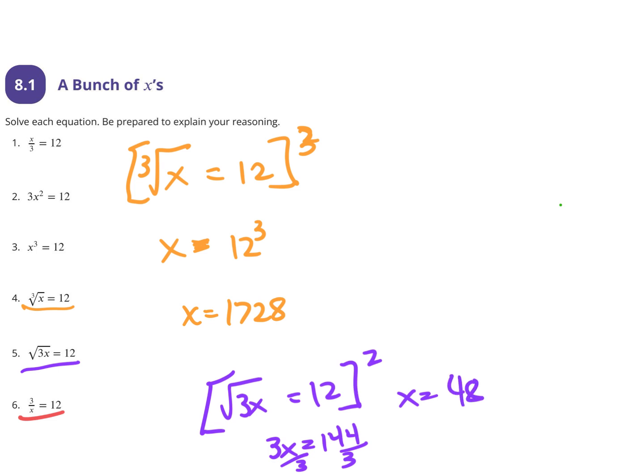Okay, now, 3 over x equals 12. To get rid of anything in the bottom, you multiply. And yes, you can multiply by x on both sides. 12x equals 3, then we divide by 12. And 3 over 12, reduce your fractions. 3 goes into 3 once.